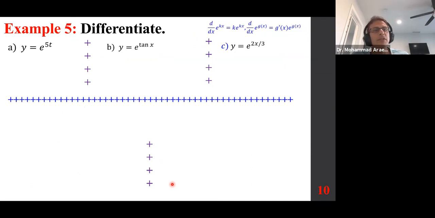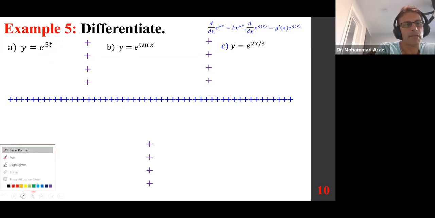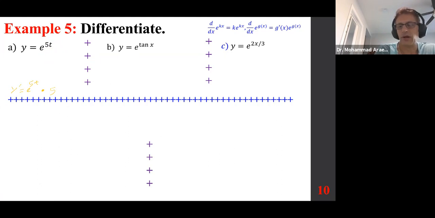E to the power of 5t. As I mentioned, anytime you're dealing with the exponential, the answer is itself, class. So if I'm differentiating this, I would write e to the power of 5t and then times 5, because the derivative of 5t is 5. And I'm going to put it in front. So I'm going to write y prime is itself. And then I'm going to multiply by 5, and the 5 sits in front. And you're done. Okay? It's that simple.